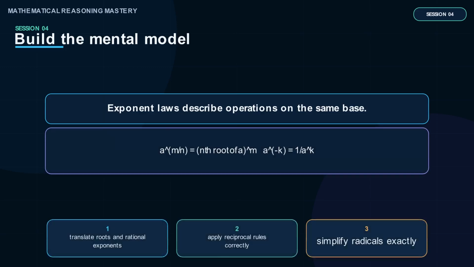The first goal is to translate roots and rational exponents. Connect it to the second goal. Apply reciprocal rules correctly. Correct calculation begins with correct interpretation. When the surface details change, search for the same relationship underneath. Transfer means choosing the structure from evidence rather than waiting for a familiar-looking example.